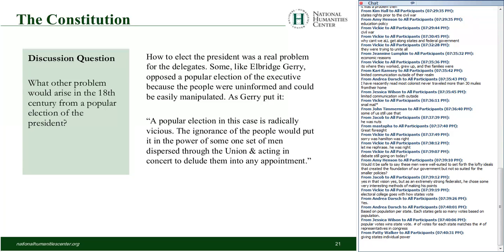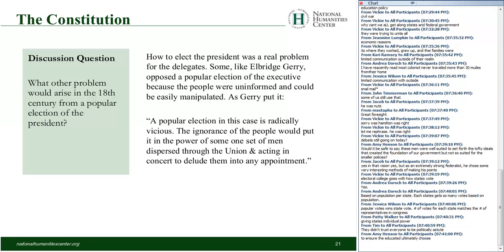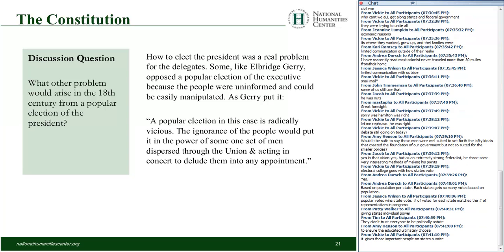Do you think that that was really the overriding reason? Could that have been the overriding reason, the ignorance of the people? We just got through talking about how the founders were more cosmopolitan, sophisticated, and educated. Did they have this fear of ignorance? We have people responding to ensure that the educated ultimately chose the president. It would give those more important people on states a voice. And it seems people are tending toward agreeing with Gary.